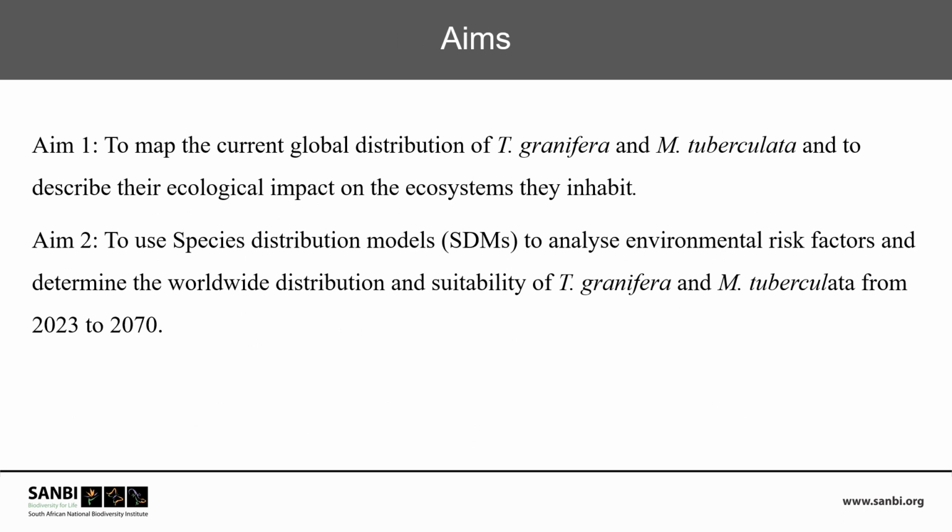We aim to map the global distribution of Tarebia granifera and Melanoides tuberculata and to describe the ecological impact on the ecosystems that they inhabit. We also aim to use species distribution models to analyze environmental risk factors and determine the worldwide distribution and suitability of Tarebia granifera and Melanoides tuberculata from the current year, which is 2023, to 2070.